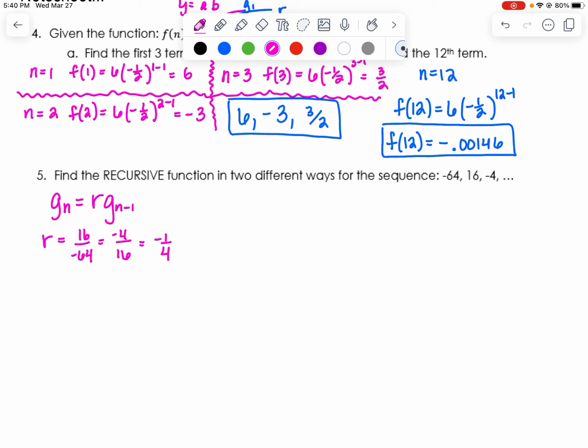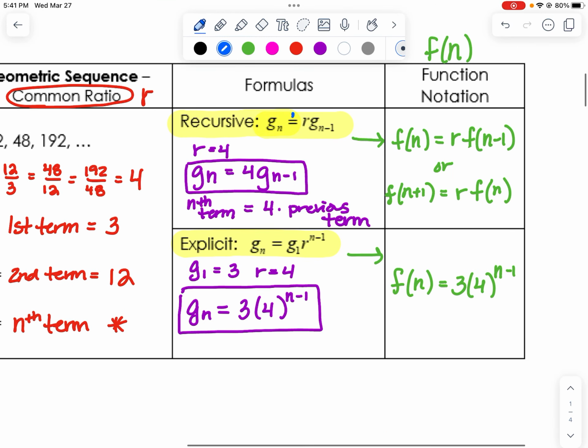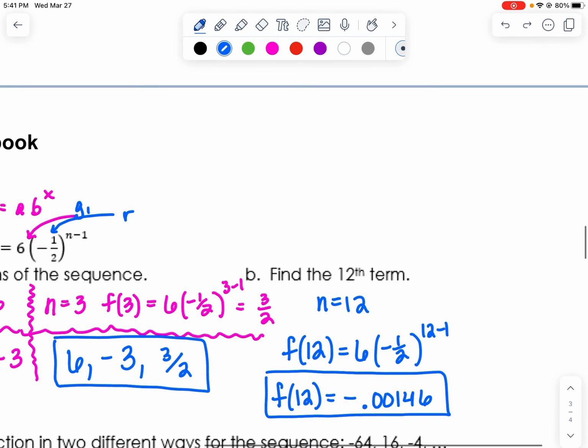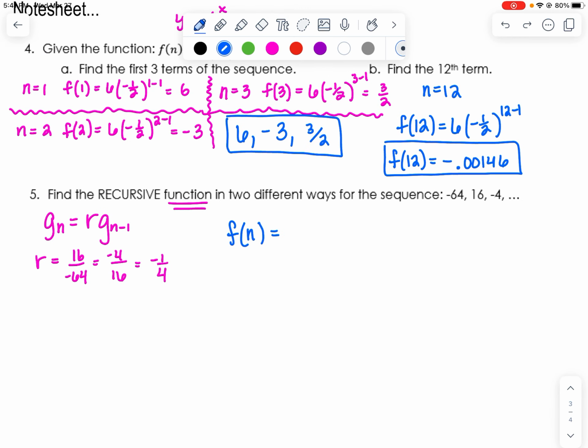So we need to do our recursive function, not formula. This needs to be in function notation. That means we are looking for f of n. And again, if we look back at the top in our box, f of n following the recursive formula is the ratio r times the one before it. That's all that is saying, r times the one before it. So f of n is going to be -1/4, that's our common ratio, times the function before that, or the term before that. So the term before n is n minus 1.